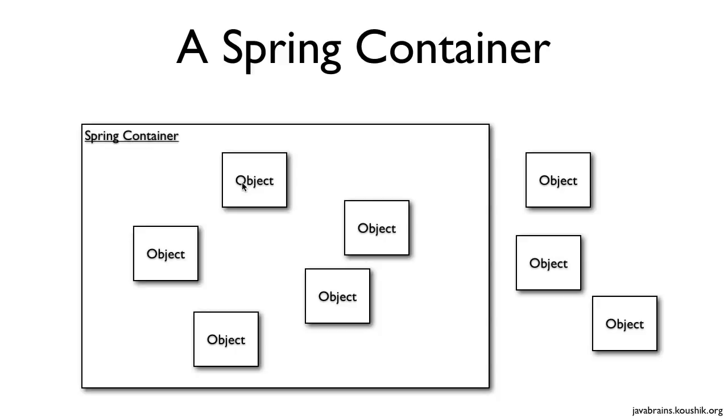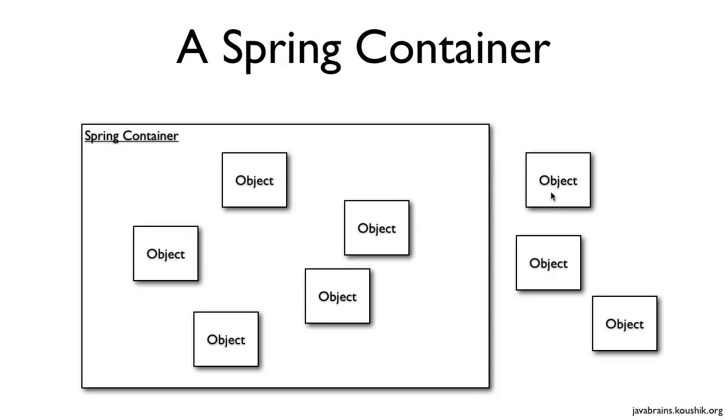Now, in order for Spring to manage our object lifecycle, say I have this object here and I want Spring to manage the lifecycle, it's obvious that Spring needs to have a handle on this object. Spring needs to own this object. It needs to know what that object is and where it is. The way it works is the creation of the object is actually done by Spring.